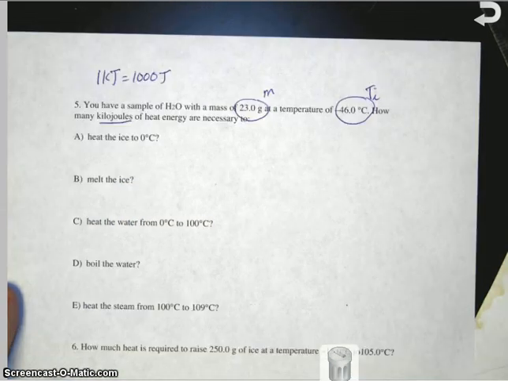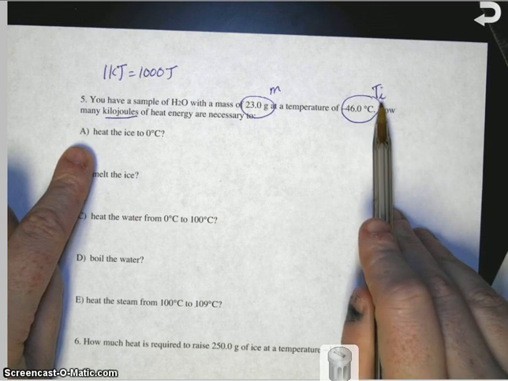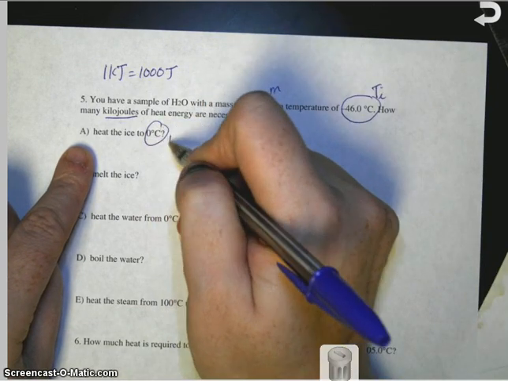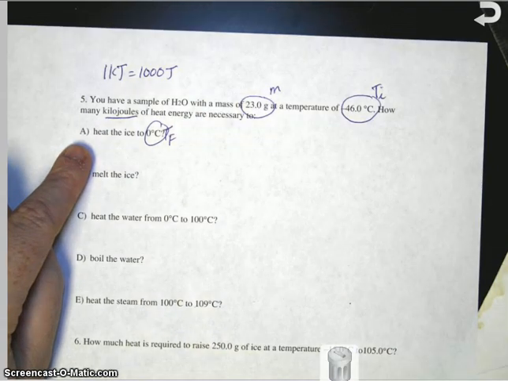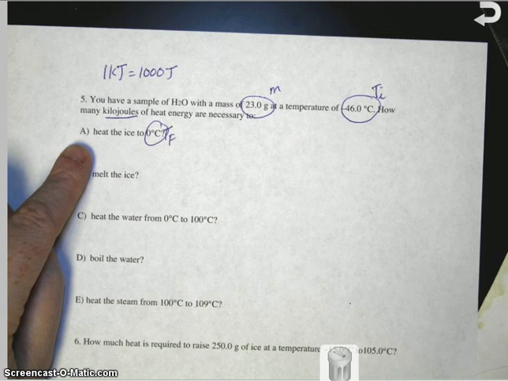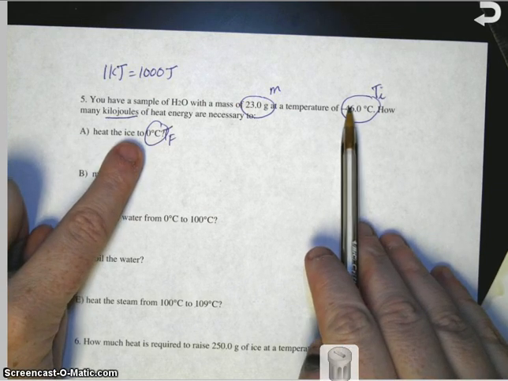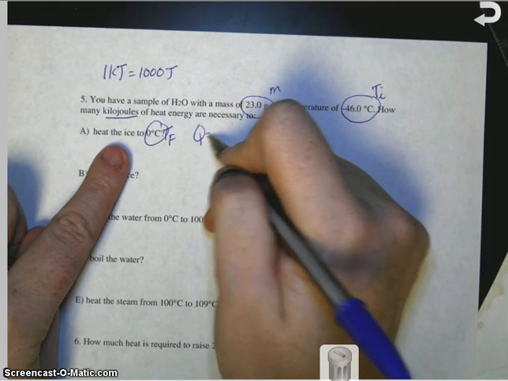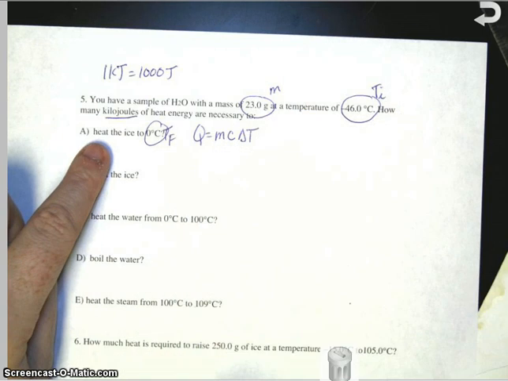Okay. When we look at part A, the question is asking us how many kilojoules of heat energy are needed to heat the ice to 0 degrees Celsius. So what that means is that we would have our initial temperature here, and the 0 degrees would essentially become our final temperature. Okay, so the only thing they're asking us to do to this point is just a standard specific heat problem. So using the specific heat of water, how much heat is necessary to take it from minus 46 to 0. Okay, so we know that our heat is equal to the mass times the specific heat of water times the change in temperature.